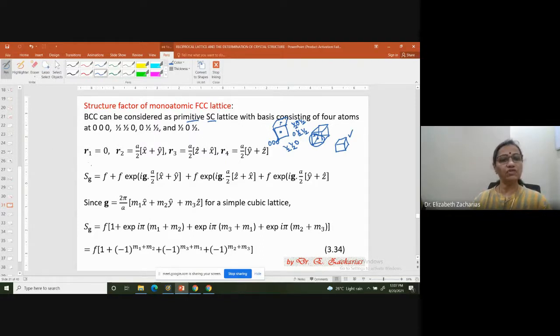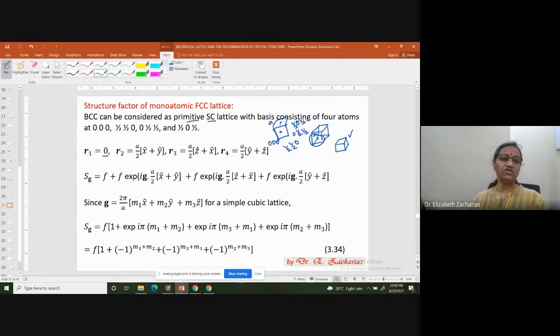You can write the position vectors of these as 0. And then half 0 will be a by 2 x cap plus y cap. Why a by 2? Because the size of the cell is a. So a by 2 x cap plus y cap. Similarly, a by 2 z cap plus x cap. Similarly, a by 2 y cap plus z cap. Then you just have to do what you did previously only.